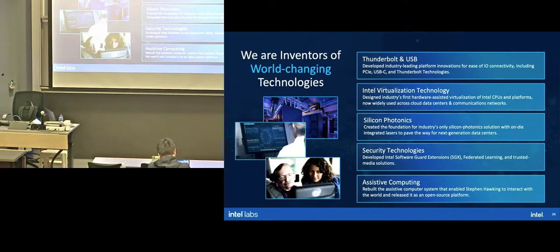We've done a lot of work in security technologies. You may know about SGX. That's Lama Nachman, who redesigned Stephen Hawking's communication system to the world, something that he adopted and rejected many other examples of that. So some of the things we do maybe aren't at scale, but it's delivering technology for good.